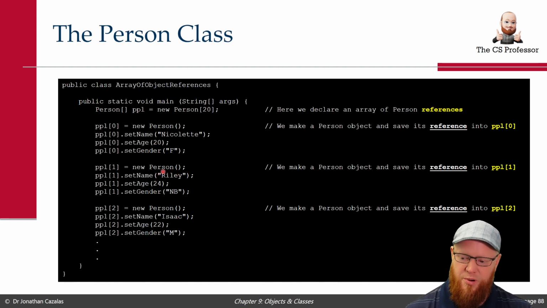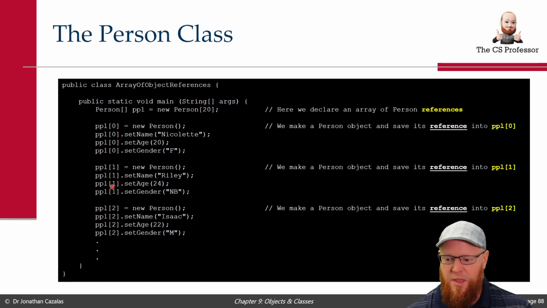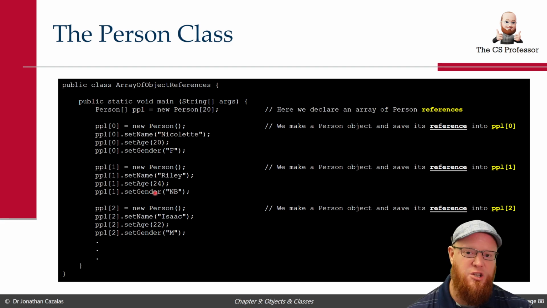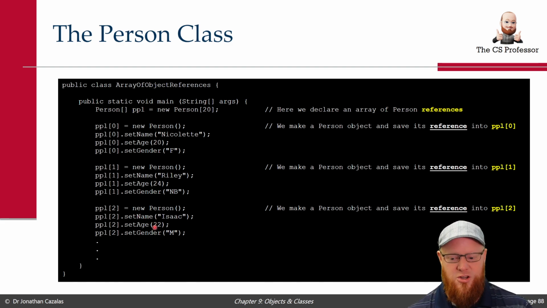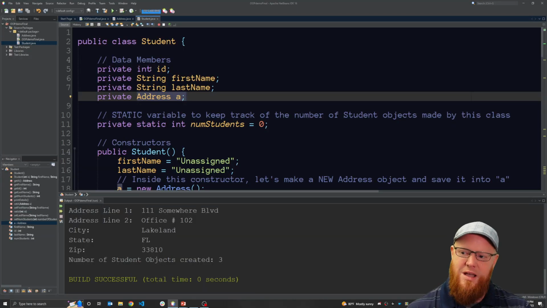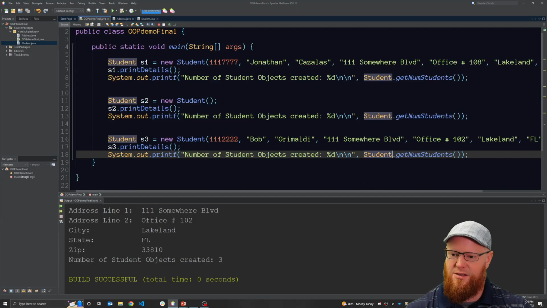I make a new person and I save it to index 1. People at index 1, set name Riley, set age 24, set gender NB. People at index 2, make a new person, set their name to Isaac, age to 22, gender to male. We are at 45 minutes, which is a great stopping point. I'm just going to update this right here.